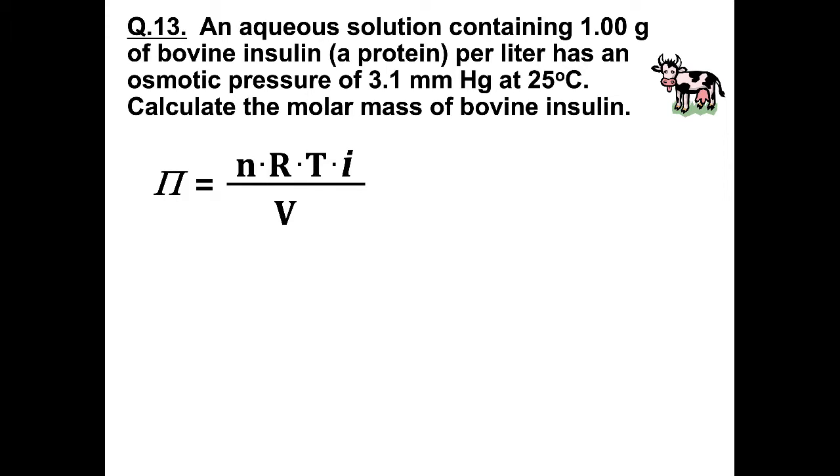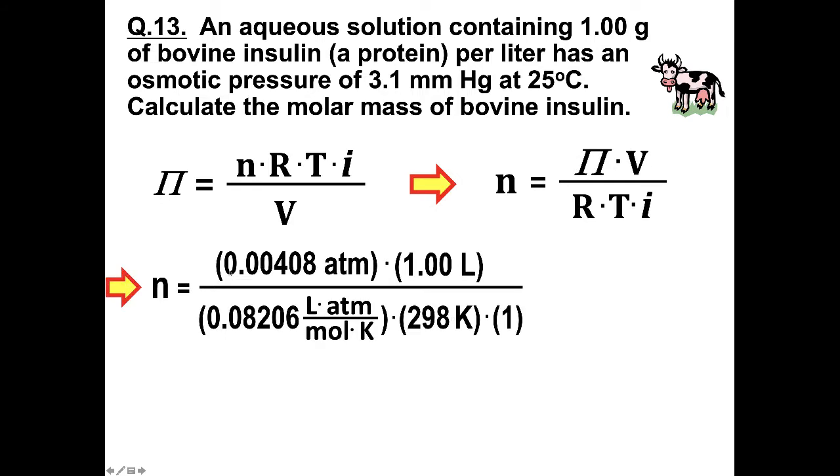To find molar mass, we need to get moles and grams. Moles are within the osmotic pressure relationship, so we solve it for moles and plug in our values. Make sure you convert the osmotic pressure to atm. Volume has to be in liters. We use the gas constant in liter atmospheres per mole Kelvin, and temperature has to be in Kelvin.